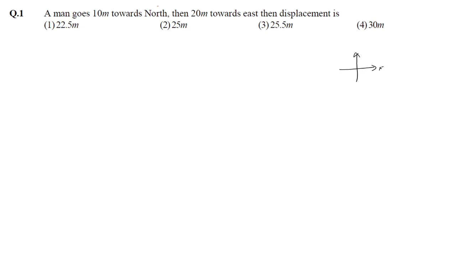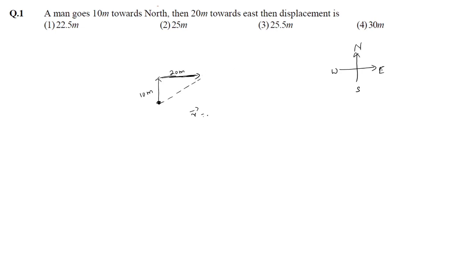Okay, this is east, west, north, and this is south. So just imagine that the man is starting at this point and he is moving 10 meter towards north and then 20 meter towards east. So then what is the displacement?